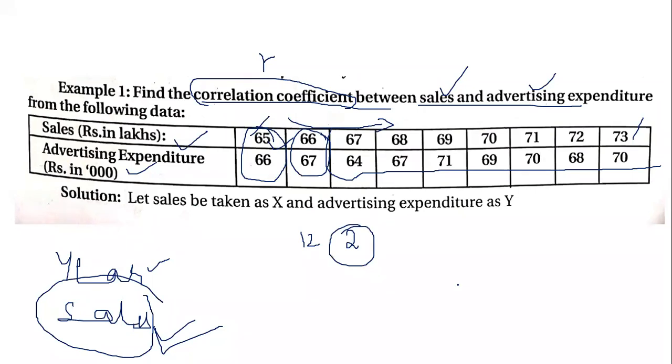So this is your question. We are finding out the correlation between the two factors of sales and advertising using a statistical tool. Now let us start with the solution. But before that, did you understand the problem?